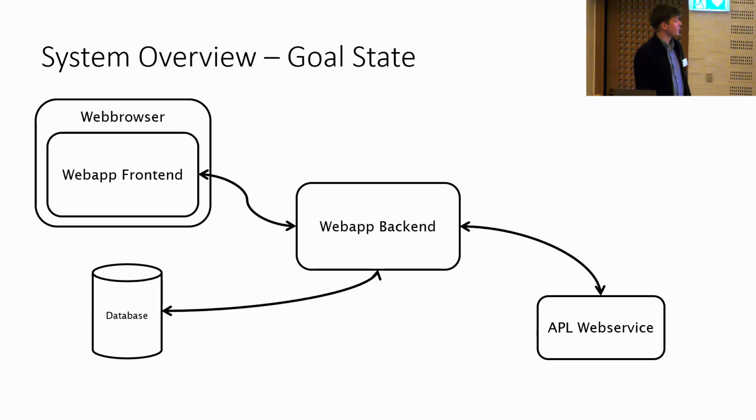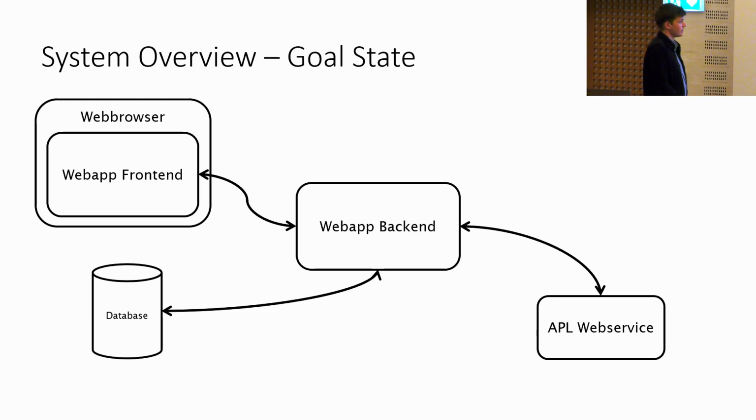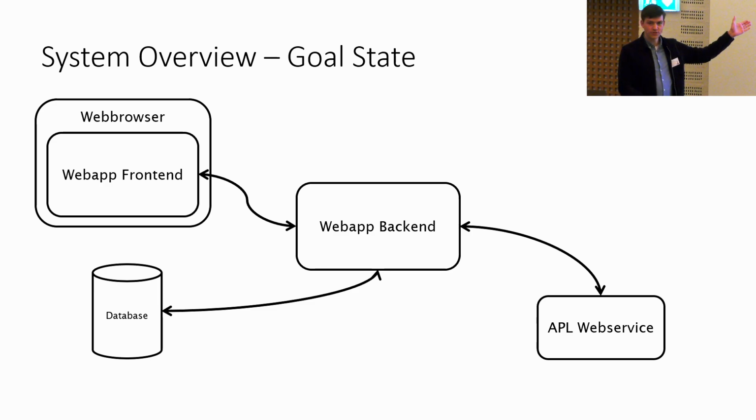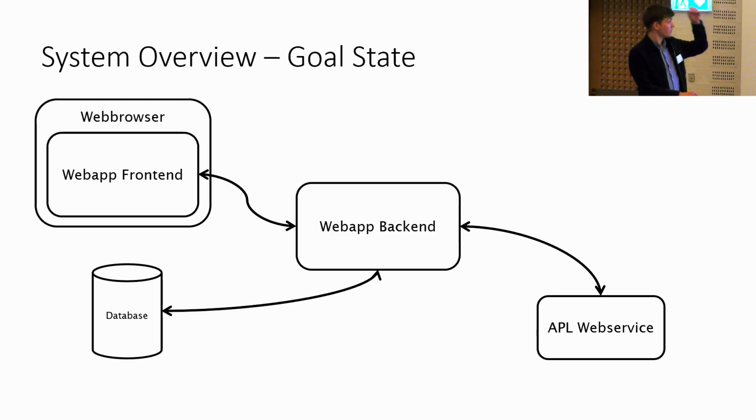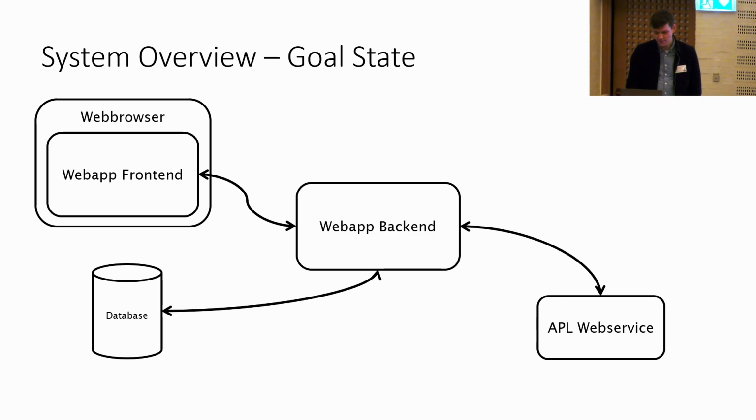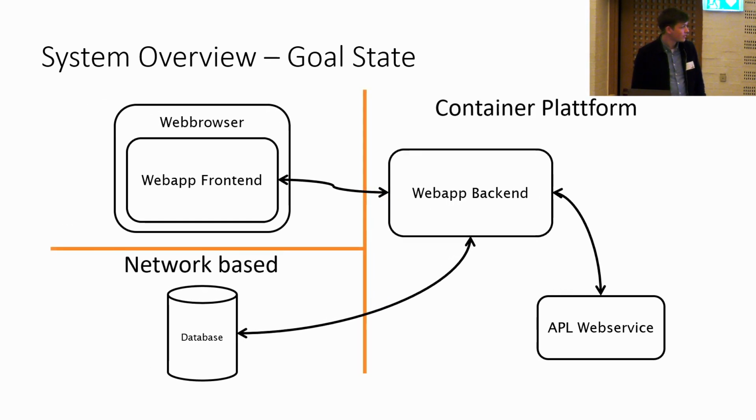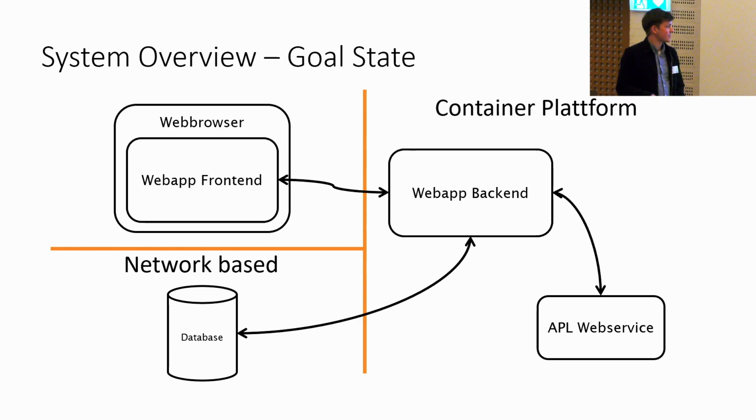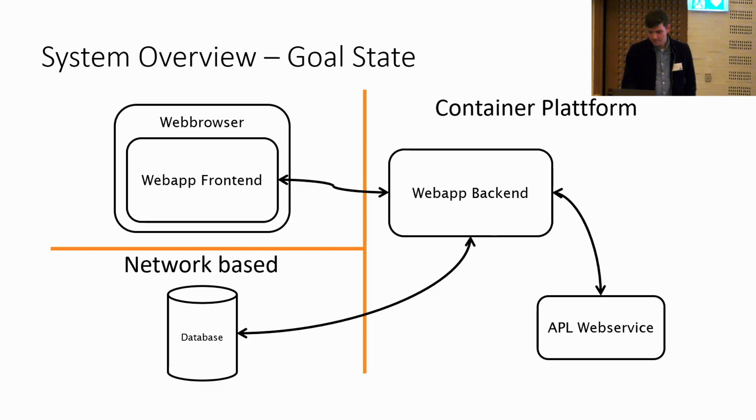And then we hope to end up with something that looks like this. So there is now a web app backend which sort of took the place of the old Visual Basic app. And instead of the APL+WIN COM server, there's now an APL web service. The database basically stayed where it was. And now the front end runs in a web browser. As you see now, you have this clearly separated architecture where the backend and the web service run on the container platform, and yeah, this is, I guess, way more manageable.